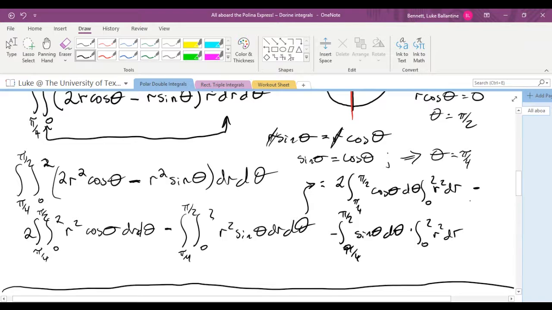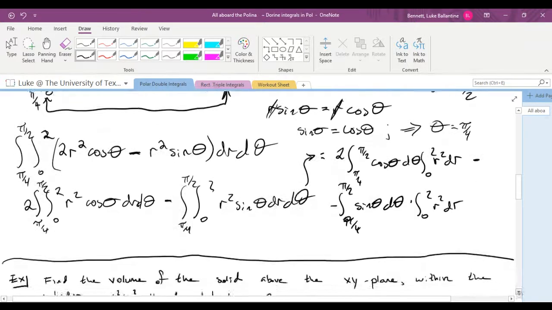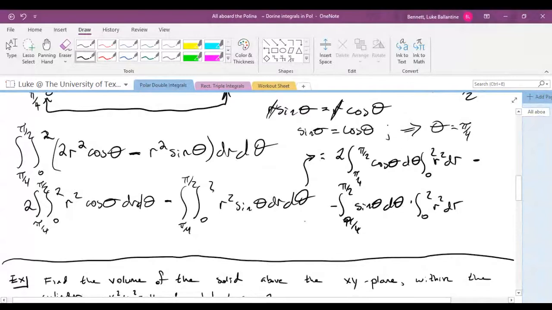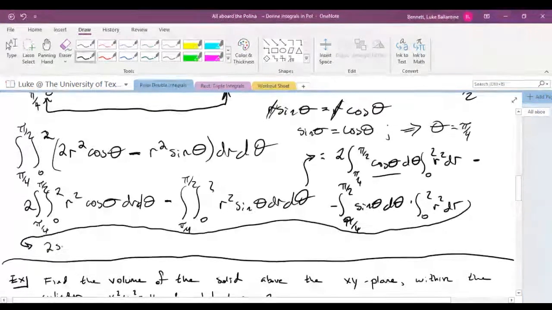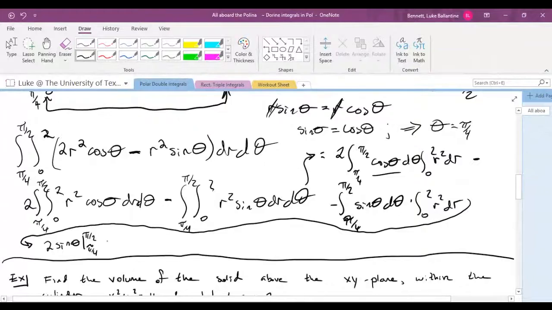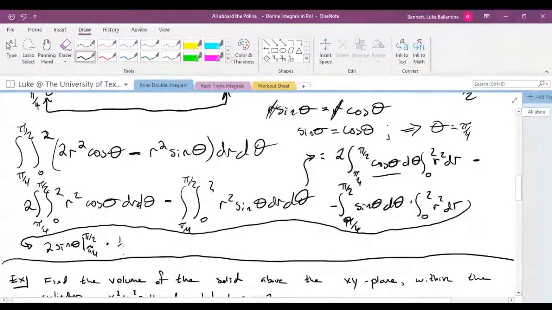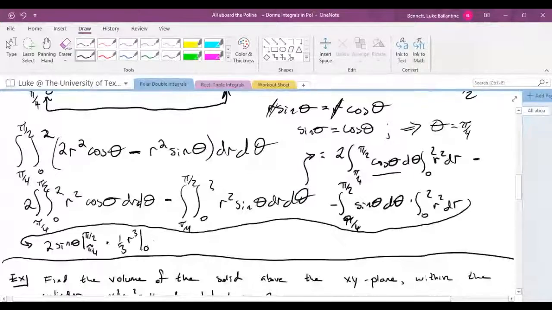Okay, so this turns into writing it down here. The antiderivative of cosine is positive sine. So we have 2 sine theta evaluated from pi over 4 to pi over 2, times 1/3 r cubed evaluated from 0 to 2, minus the integral of sine.